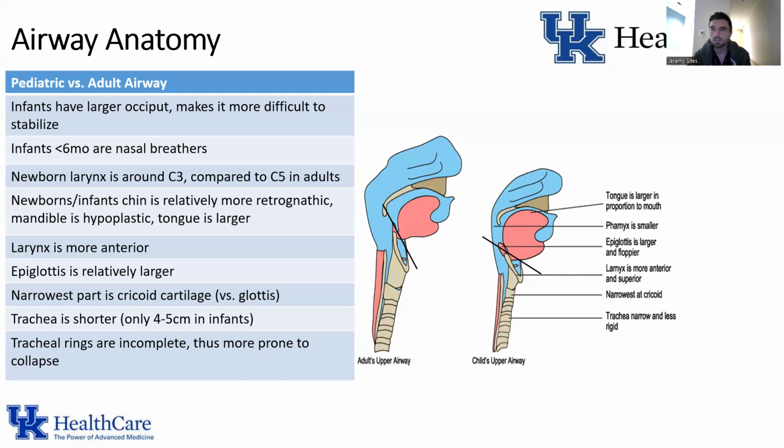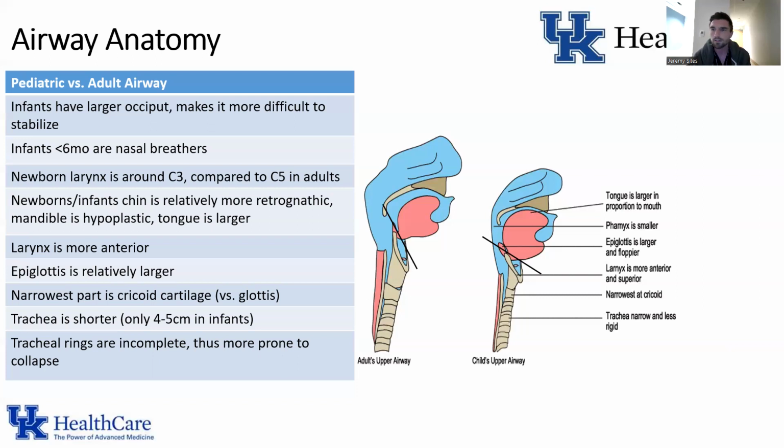The mandible is relatively more hypoplastic, meaning you may not get the adequate jaw to mouth opening that you need when you're preparing to intubate. And then the tongue is relatively larger as well, meaning it is large, floppy, and can easily obstruct the airway. All of these things are accentuated and worsened when the child is heavily sedated as you prepare them for intubation. So these are important considerations in the child that you're sedating, about to paralyze, and preparing for intubation.